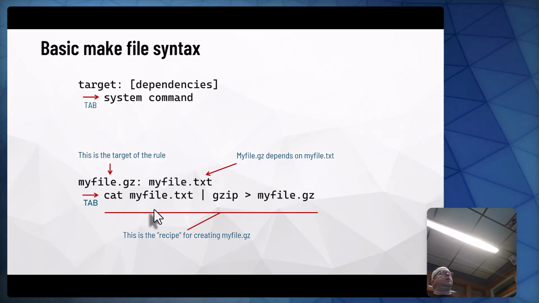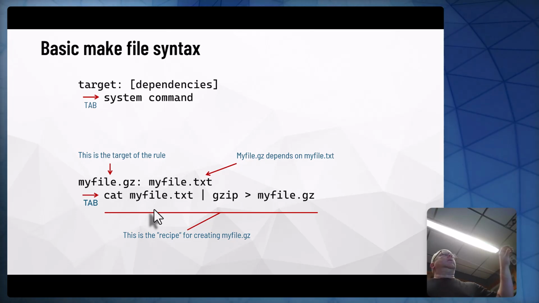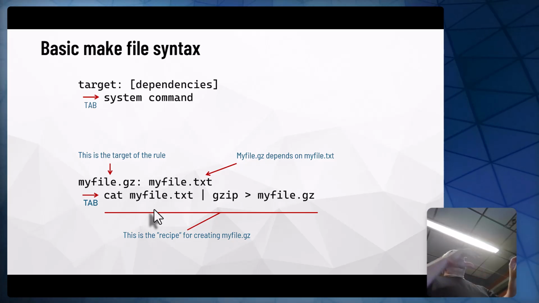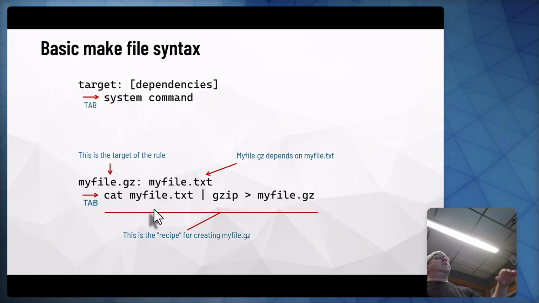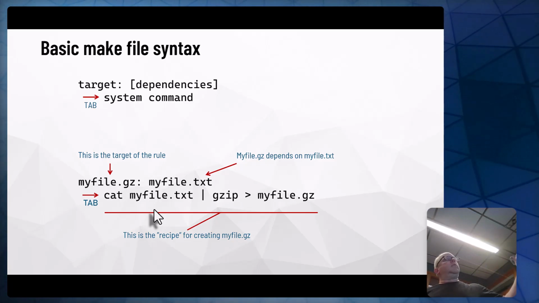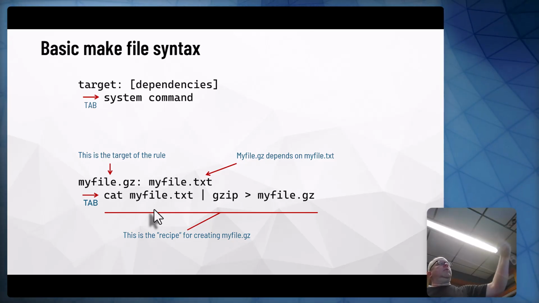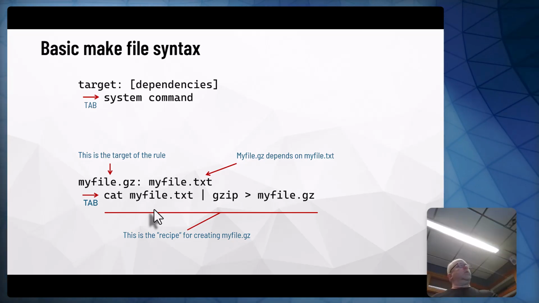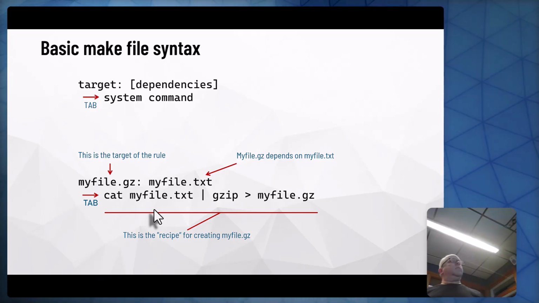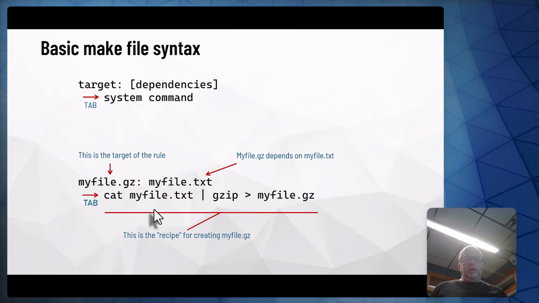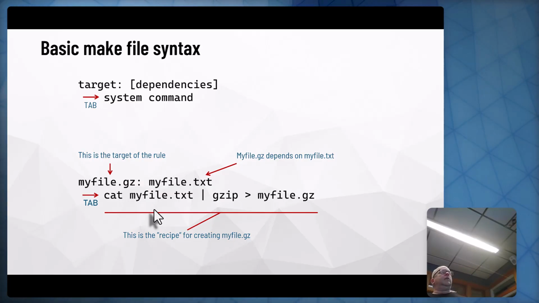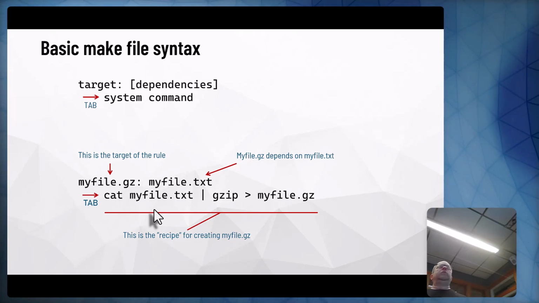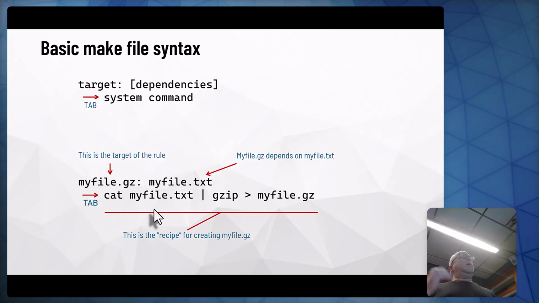The basic idea is that you have a target that you want to achieve, and that target can have dependencies. So something that you require before you can go to the next step. Then, to achieve the target, you have to do some commands, and those have to be indented with a tab. It's a bit like Python here. So for example, if I want to compress a file like myfile.gz, it depends on myfile.txt. So there must be a text file somewhere so that I can build this. And how do I compress this?